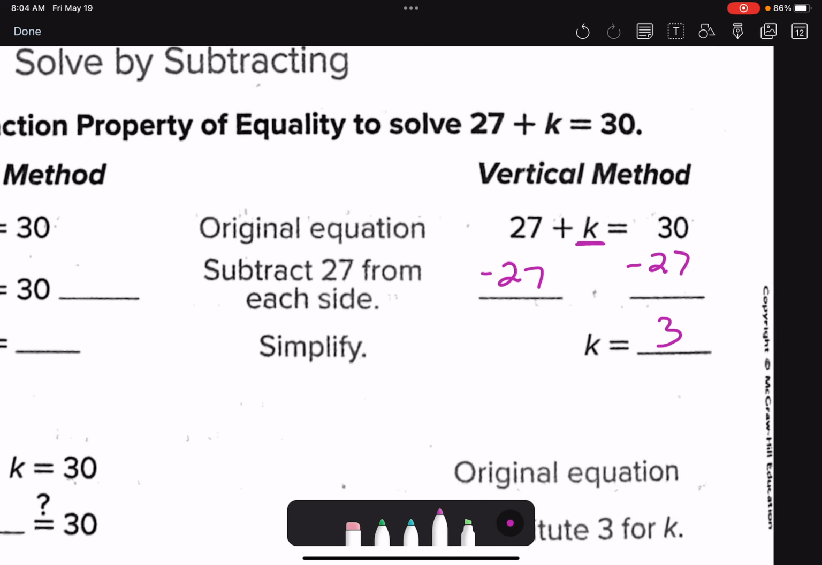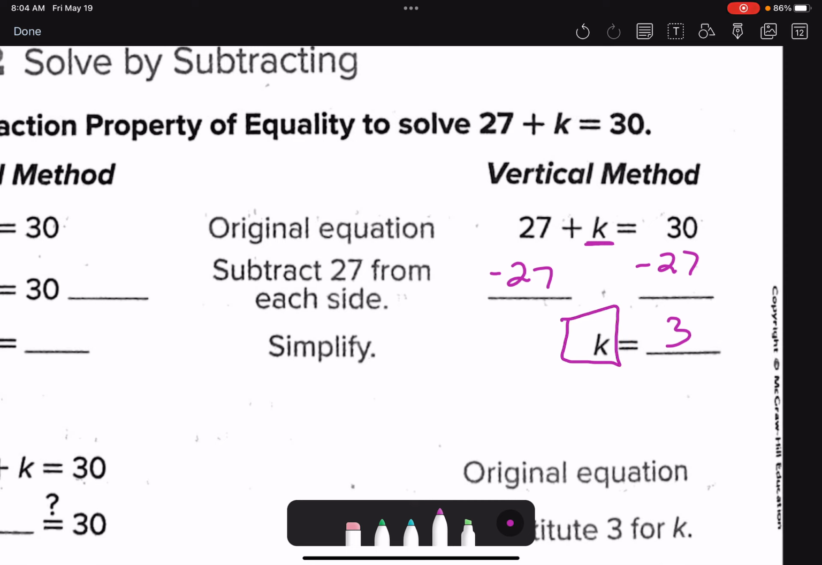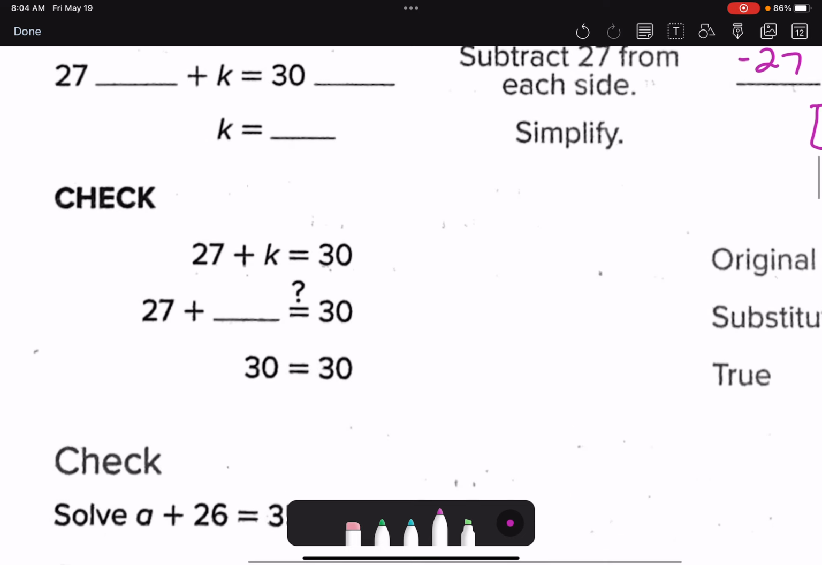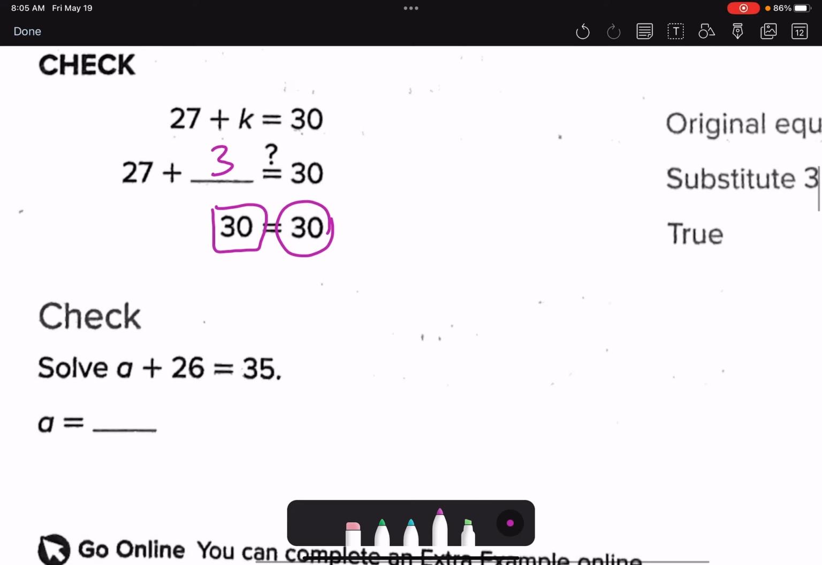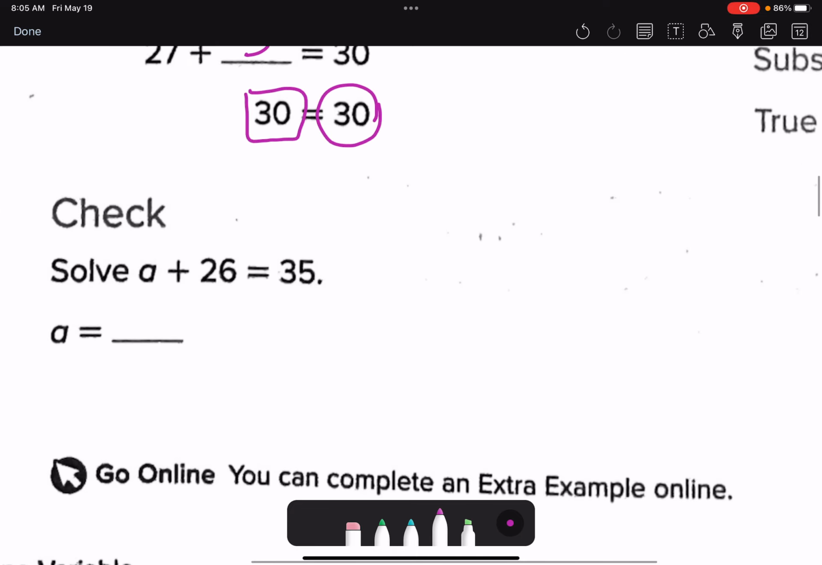And then all you do is look, okay, my k is alone, nothing else over here. It's positive, and there's only a 1 here. And again, you can put the 1 if you want, but you don't need to. And k equals 3. Last step, check your work. 27 plus 3 is in fact 30, and my original problem had 30 over here, therefore it is correct. All right, I want you to give this one a shot. Pause the video and give it a try.